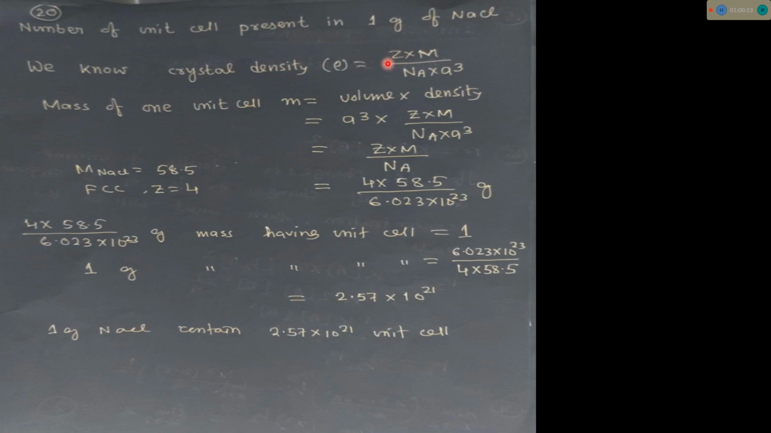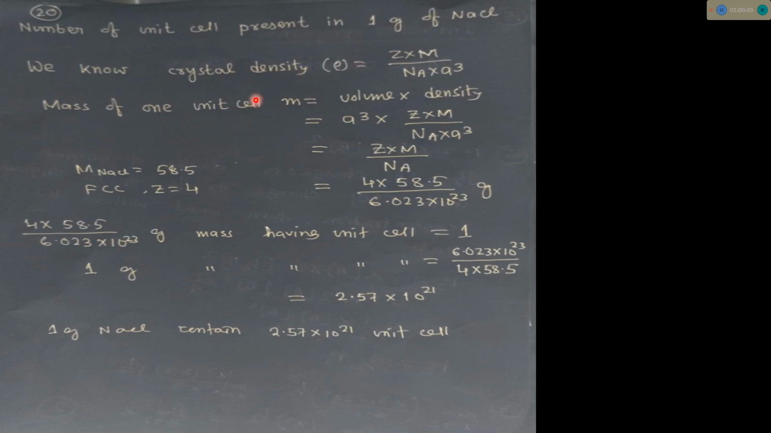Z is the number of atoms per unit cell. So Z is 4 for FCC, for BCC it is 2, and for simple it is 1. Now our M is the mass, Na is the Avogadro number, A is the side length, A cube means volume. So we know the crystal density equals Z into M by Na into A cube. This is the crystal density of a lattice.